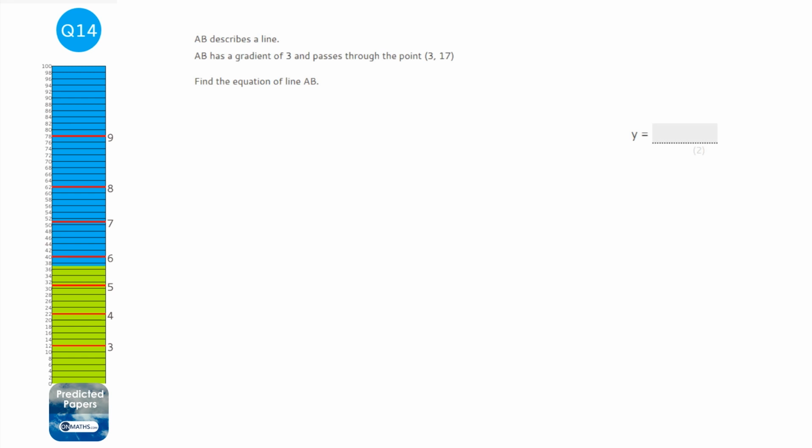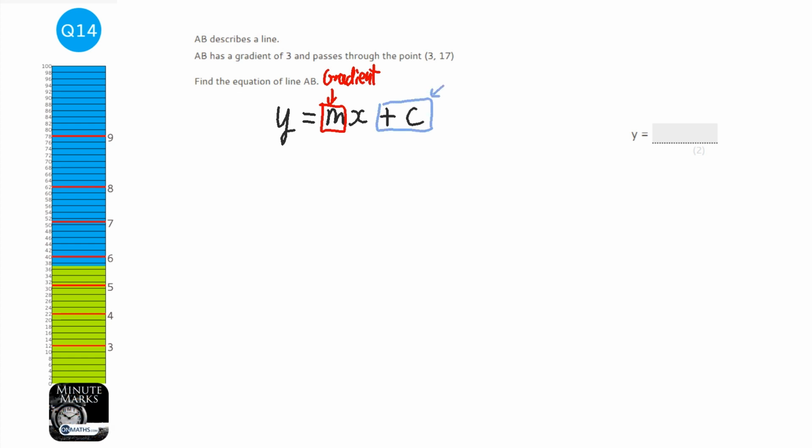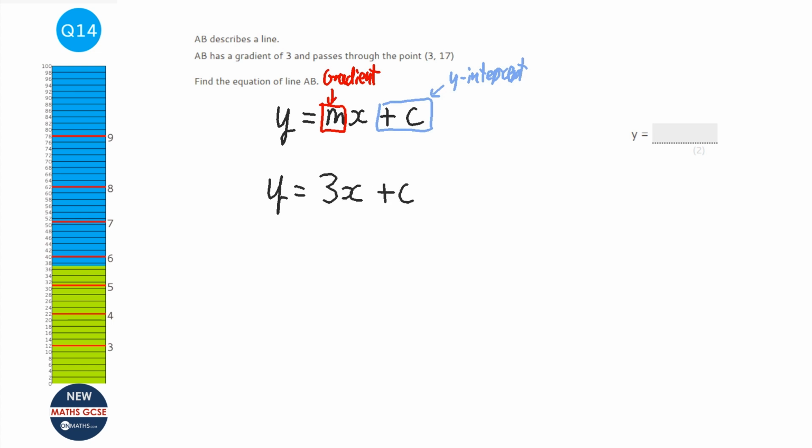So to answer this question, we need to be really familiar with the formula y equals mx plus c. Now, y and x will constantly change, but m is what we call the gradient, and c, or plus c, is what we call the y-intercept. Okay, so we need to understand how to use that formula for this question. Now, it already tells us that the gradient of the line is 3, so we can fill that in. So it's y equals 3x plus c. Nice and easy. The only thing we don't have is the y-intercept.